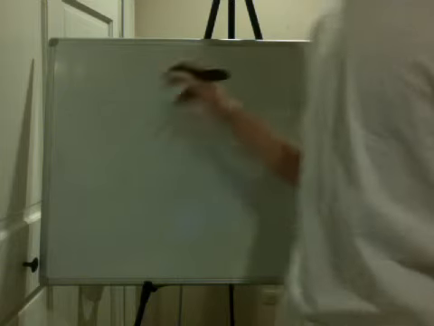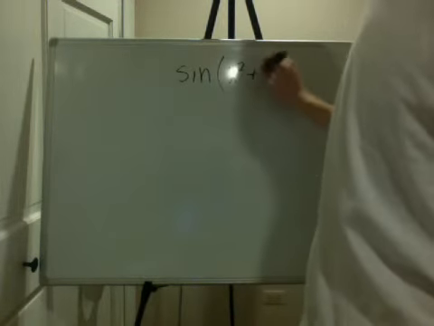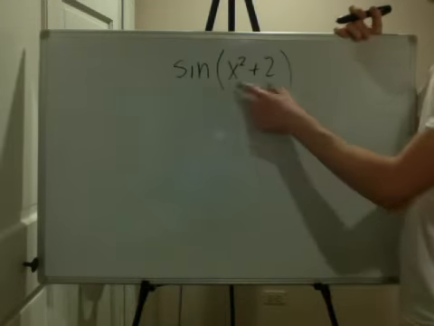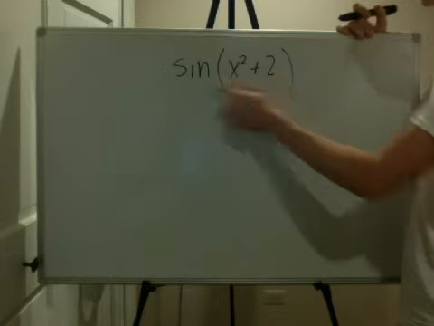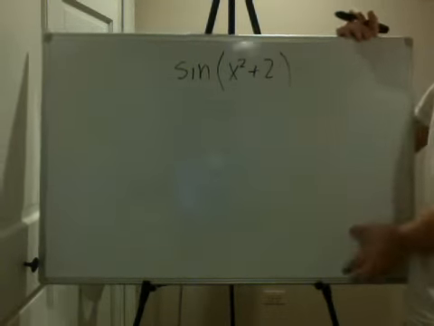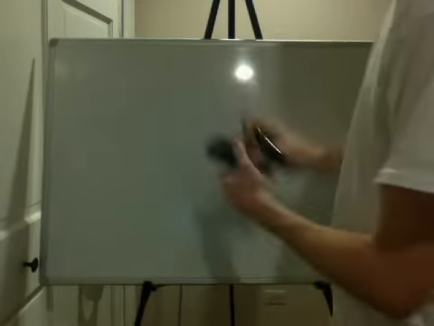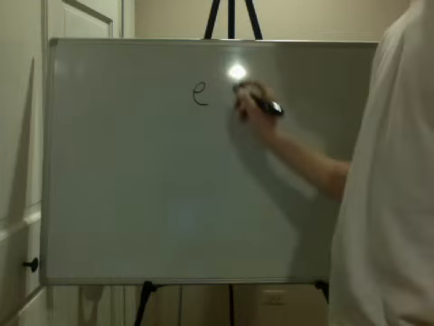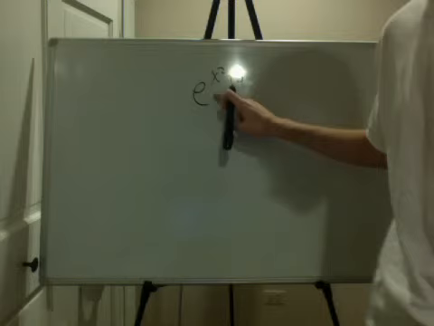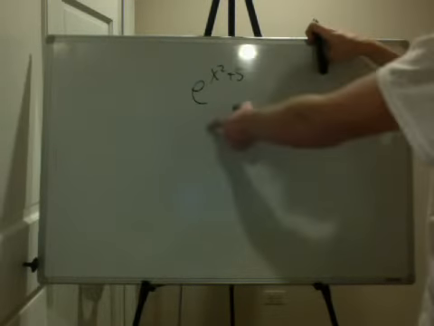Chain rule is basically when there's a function inside another function. An example would be something like sine of x squared plus 2. Because this right here is a function, the x squared plus 2, and then sine of x is also a function. There's a function inside a function. Let's do another example. Another example could be e to the x squared plus 5. There's a function right here, x squared plus 5, which I think you can see, and that's inside a function that's e to the x.